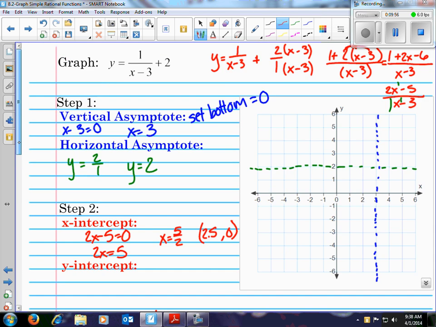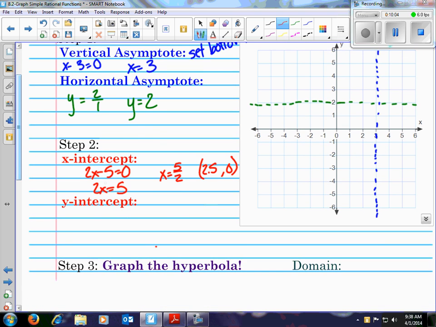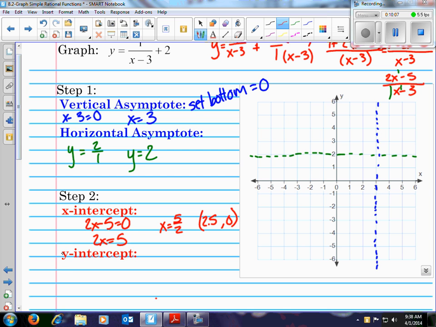Now, the reason I'm making x equal to 0 is because I want to be somewhere on my y-axis, sorry. So if I set x equal to 0, then I have 2 times 0 minus 5 divided by 0 minus 3. So I get negative 5 divided by negative 3, or this changes to 5/3. So since x was equal to 0, this is my y. So my point is (0, 5/3).